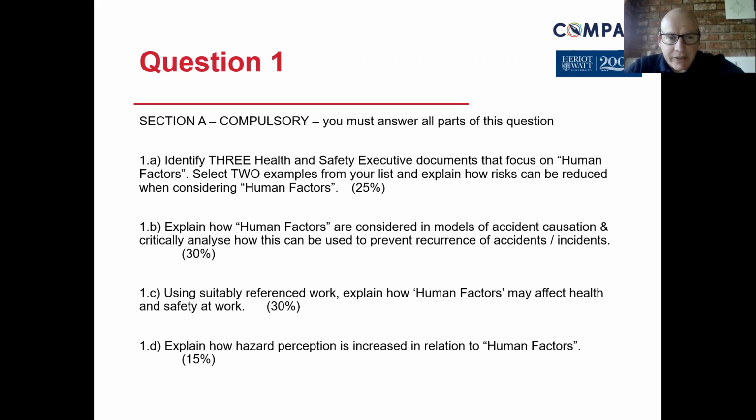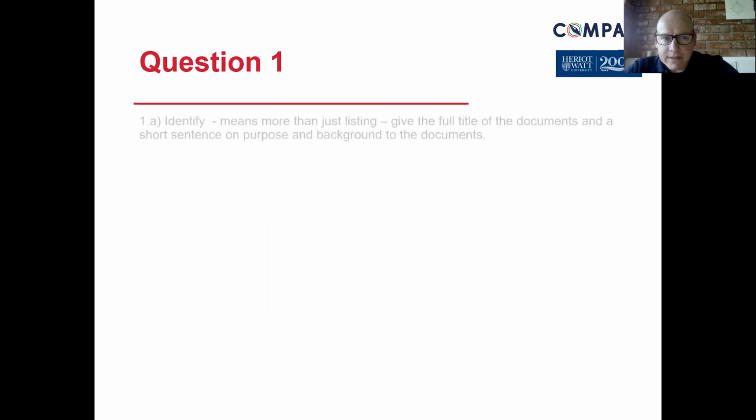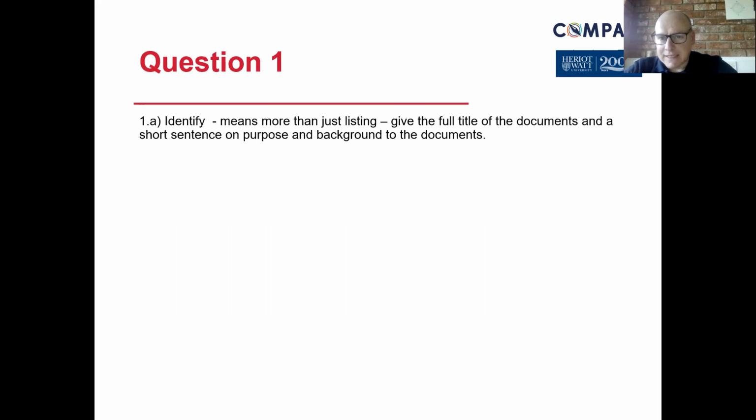So this particular question has no scenario to it. It's just designed to look at HSG 48 and some of the understandings around human factors. So what I thought I'd do is just break down some aspects of the question. First of all, when we say identify, it means more than just listing the documents that you may choose. So it's asking for 3, and then it's saying give 2 in a little bit more detail.